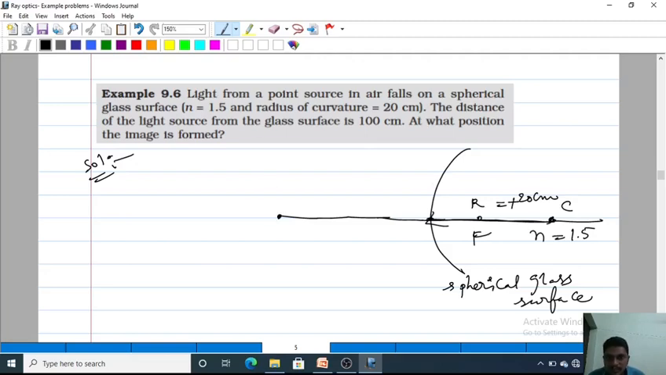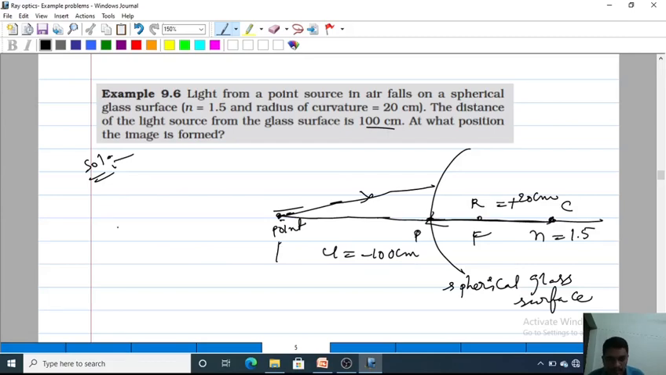So here, this is a point source, light is coming from this point source, it is moving towards the right, so we are also measuring the radius of curvature in the direction of light, so it is taken as positive. The distance of the light source from the glass surface is 100 centimeters. The object distance u is equal to minus 100 centimeters. What is the position of the image?